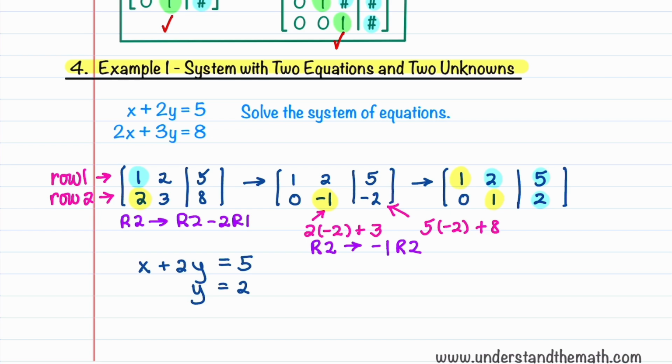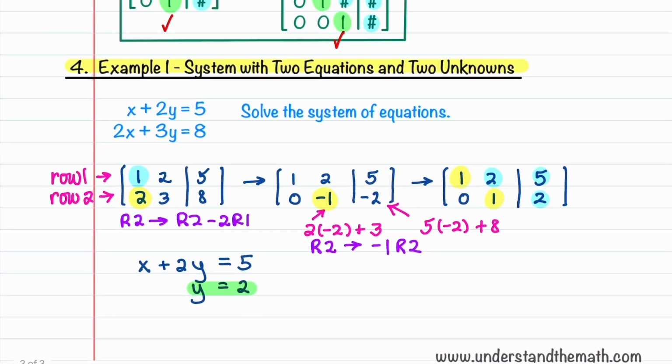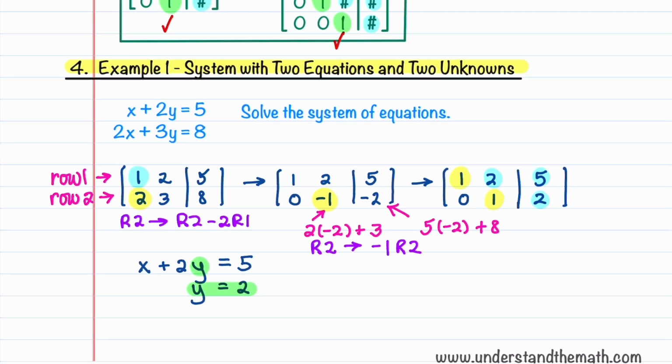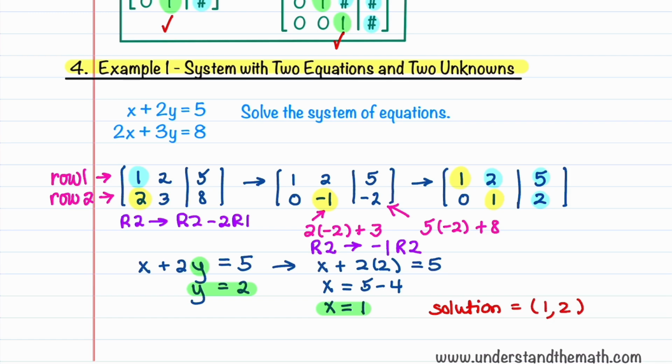We now know that y is equal to 2, and we can substitute that back up into our previous equation. This equation then becomes x plus 2. Now we plug in y is 2, and we get 5. So this is x is equal to 5 minus 4, which gives us x is equal to 1. And that gives us a solution equal to (1, 2). Or you can just say x is 1, y is 2.